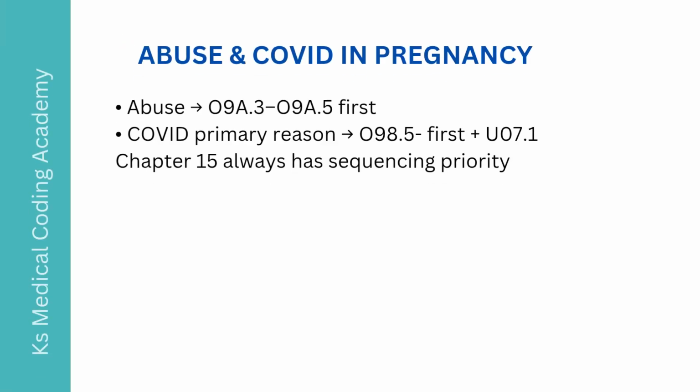Abuse and COVID-19 in pregnancy. For abuse complicating pregnancy, assign the appropriate O9A code first. When COVID-19 is the reason for admission, assign O98.5 as the principal diagnosis followed by U07.1. Chapter 15 codes always take sequencing priority.